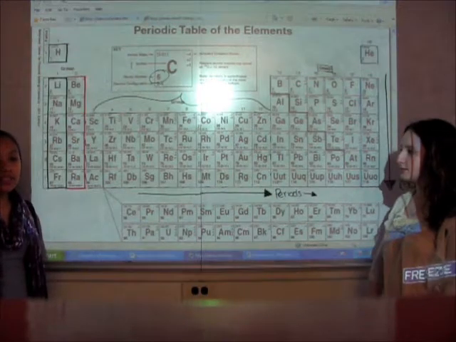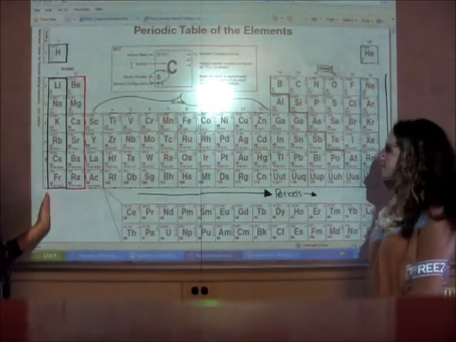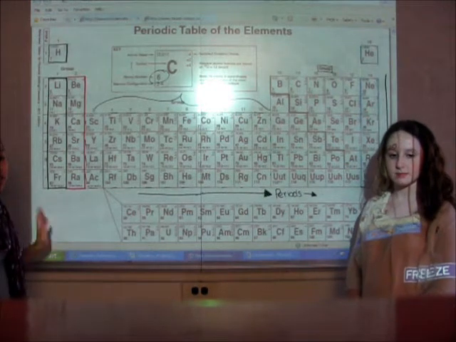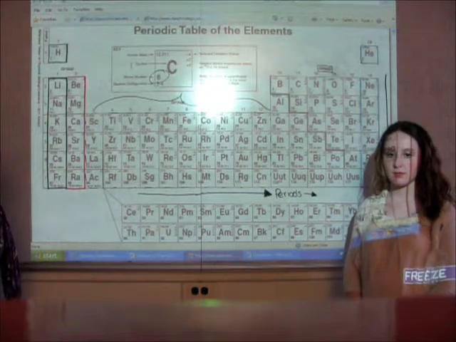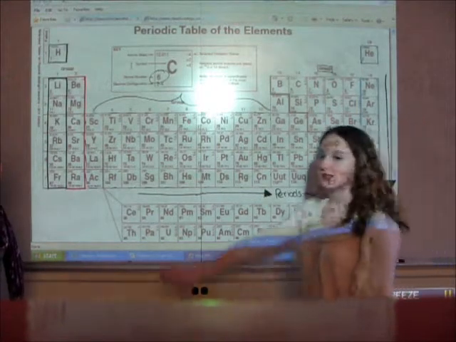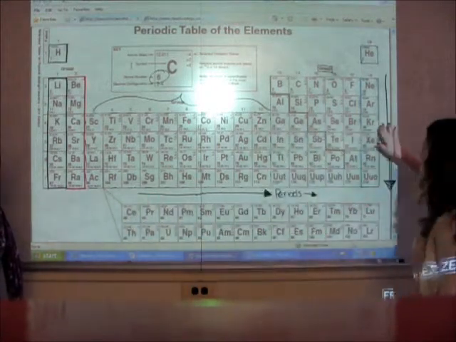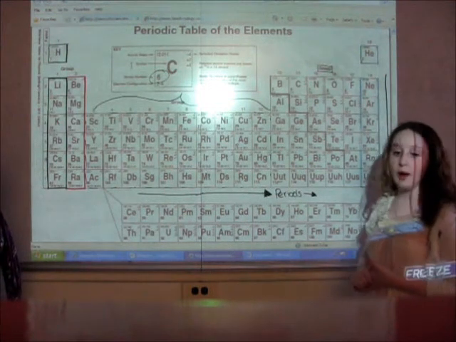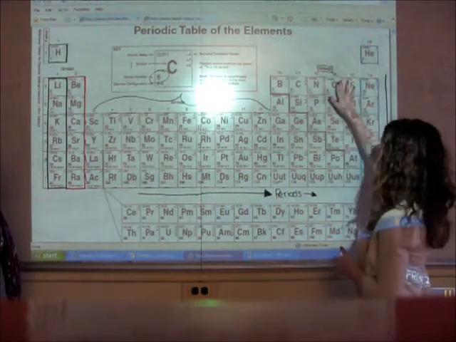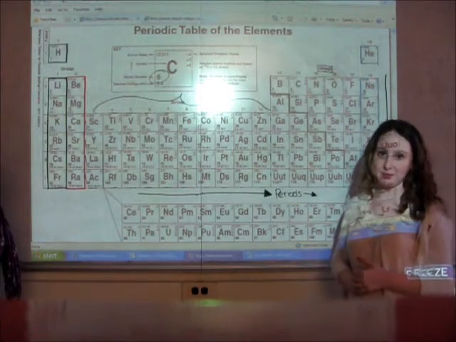Atomic radius increases as you go down the table due to more energy levels. As you go left to right, it decreases due to greater nuclear charge. Electronegativity increases as you go right, with noble gases being the exception since they already have a perfect date. Metallic properties increase as you go down a group on the periodic table.